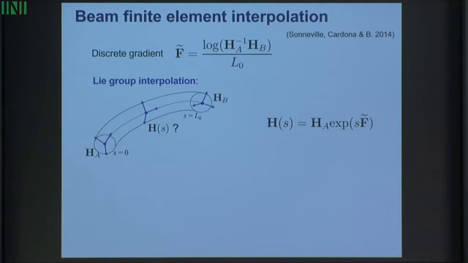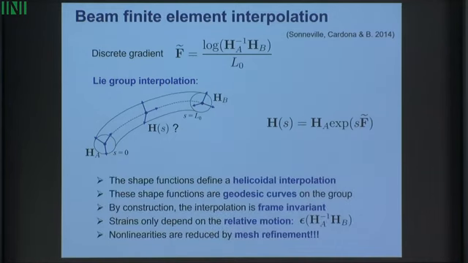Very simple. Then what we can do is a geometrical interpretation. It turns out that with this interpolation, we define shape functions as a helicoidal interpolation of the motion, which is very appropriate for this type of problem. So these shape functions are actually geodesic curves, because we use the exponential map. And it's also frame invariant by construction. And it turns out that in the formula you see here, we only involve the relative motion between HB and HA. So the computation is completely insensitive to the global motion. It's only sensitive to the local displacement within the beam.